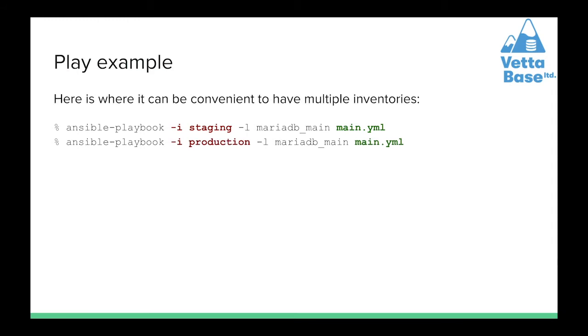Here you can see another example. The first command is the same as before. The second command is almost the same. But in the first case, we are using the staging inventory. In the second case, we are using production inventory. So as I explained before, with a very simple change, we are deploying to different environments.